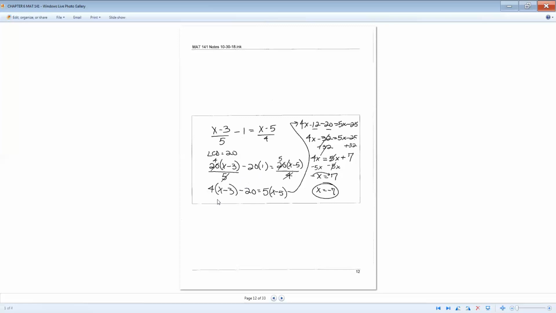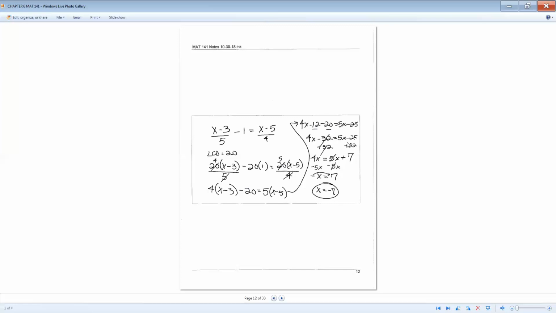So now distribute those numbers sitting in front of your quantities. 4 times x is 4x. 4 times 3 is negative 12. And negative 20 is still there. 5 times x is 5x. 5 times 5 is 25. Combine my like terms, negative 12 and negative 20 is negative 32.